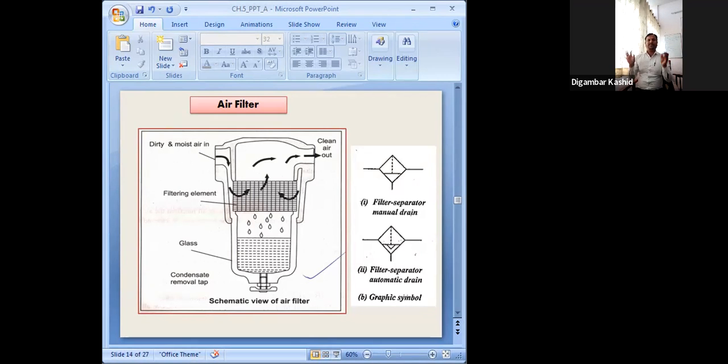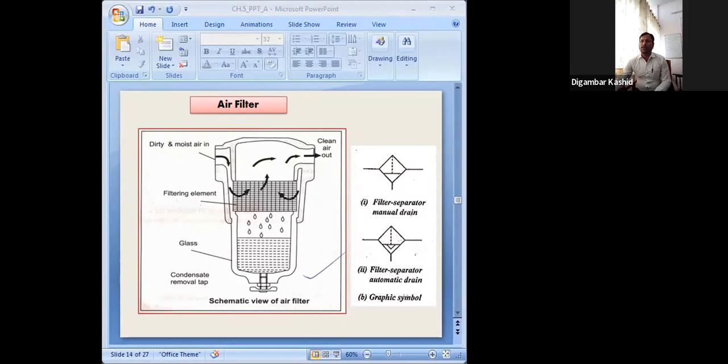So the function of this air filter is first to remove all the foreign particles and contaminants, and allow this dry clean air to flow without any restriction to your regulator, and then further from the regulator the air will flow onto your lubricator. So that is the simple purpose or function of this air filter.